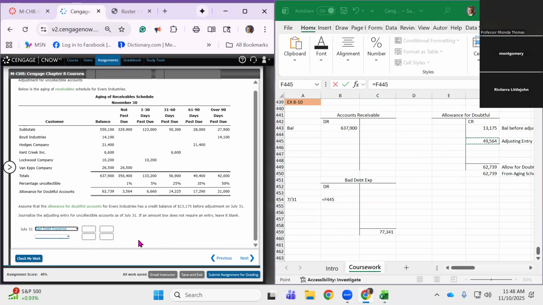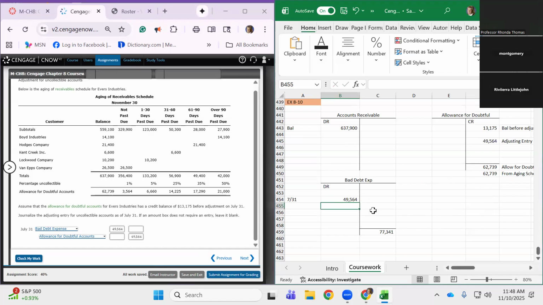Whatever the entry is that you need is going to cause bad debt to go up for that amount of 49,564. And then that allowance is going to get the offset, so the new balance in that account will be 62,739. Let me make that equal that. And like I said, they've messed up on their dates. So if this month is supposed to match this month, this should be November 30th, I guess.